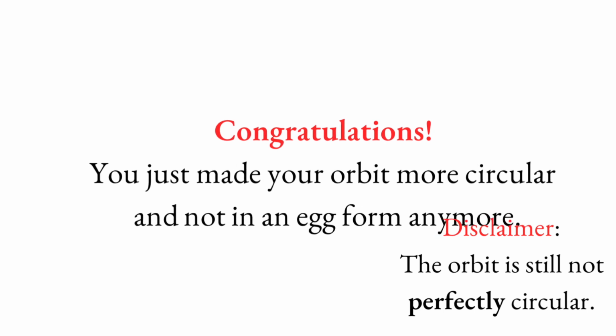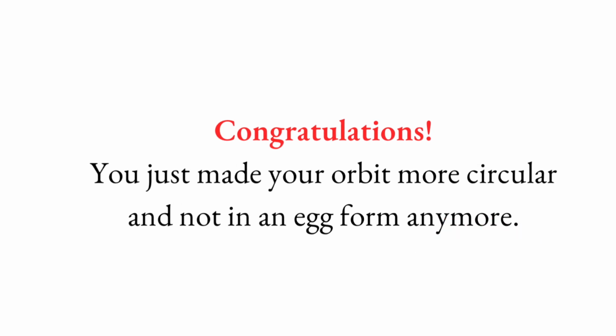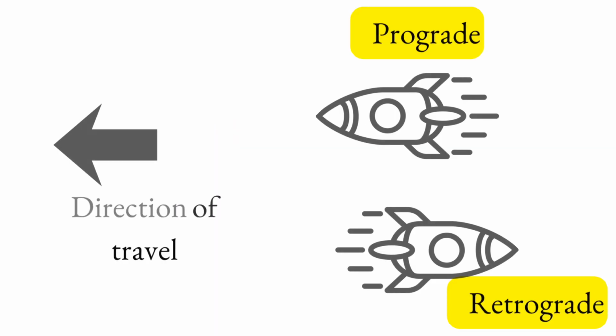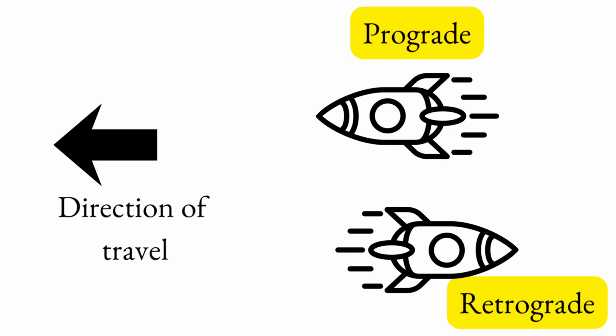And also, I forgot to add that it can be done in the opposite way. So you can burn retrograde, basically the opposite direction, to make the other side of the orbit lower.